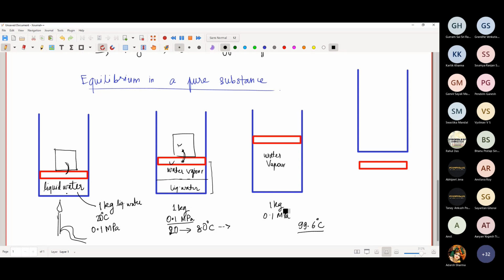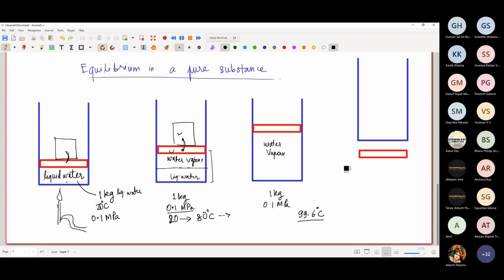So what does it mean? It means that throughout this process, we have kept pressure constant and heat transfer has caused an increase in temperature and an increase in the specific volume.